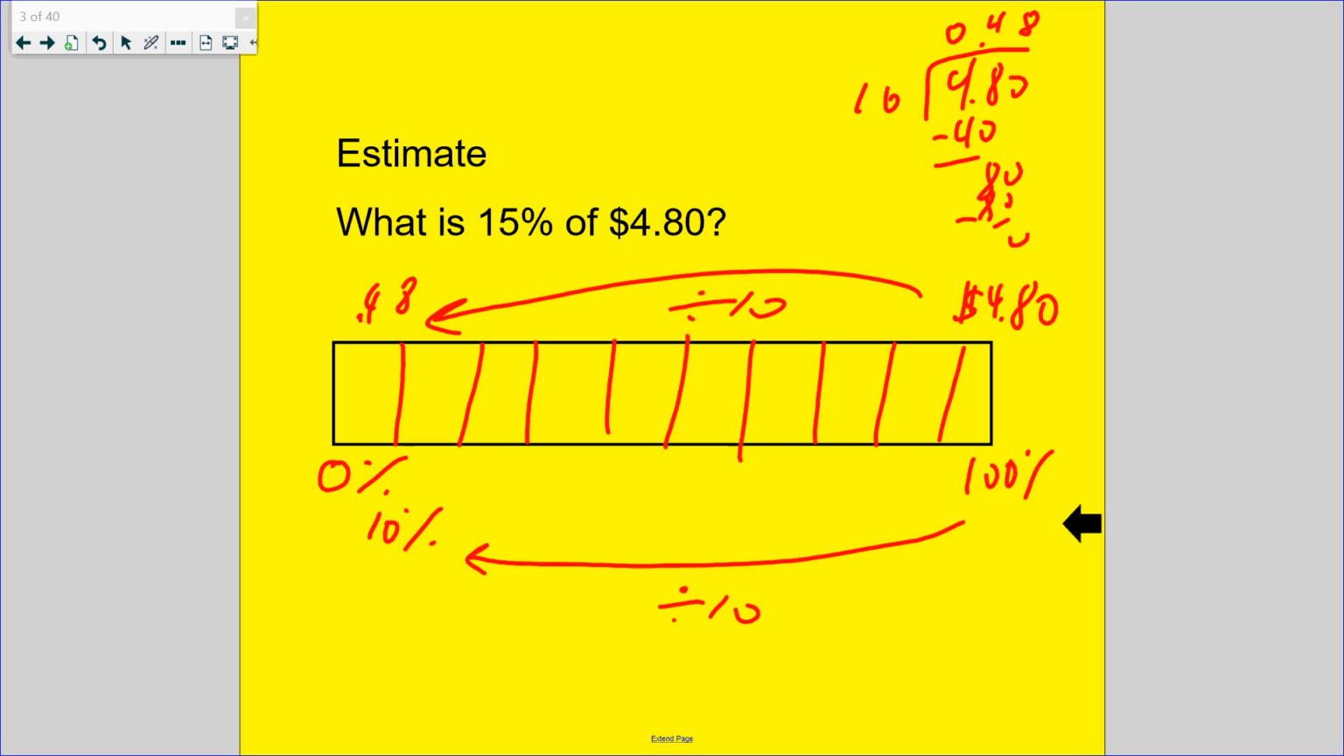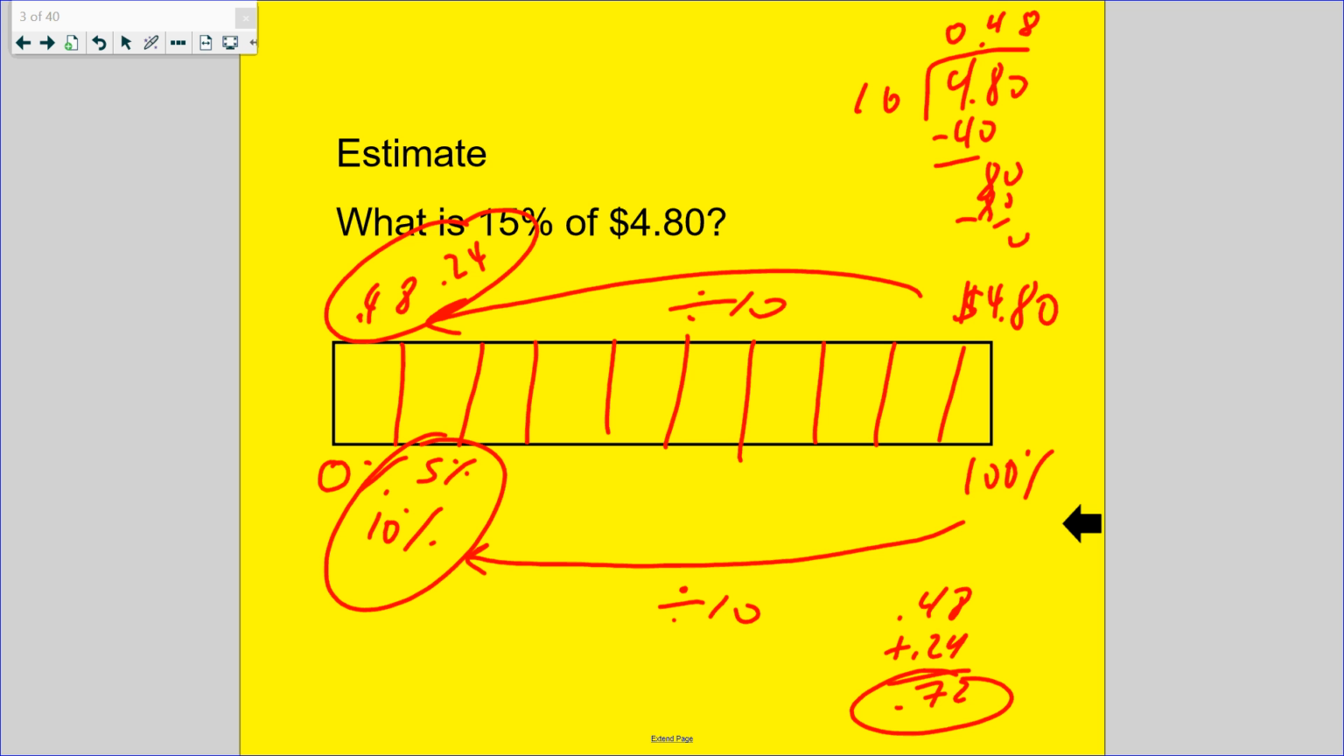So what is 5% more? So make 15%. What is the relationship between 10% to 5%? Well, 5% is half of 10%. So what's half of 48? Half of 40 is 20. Half of 8 is 4, so 24 cents. So 10 and 5 is 15%. 48 cents plus 24 cents adds up to 72 cents. And that is the answer to that.